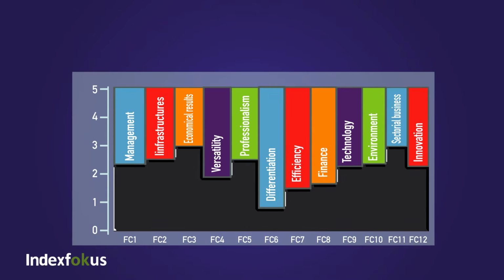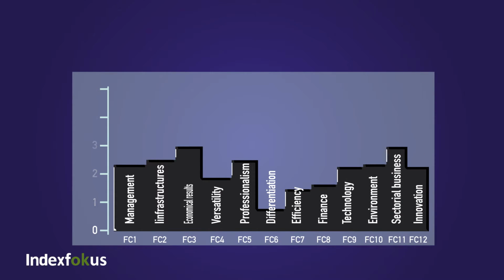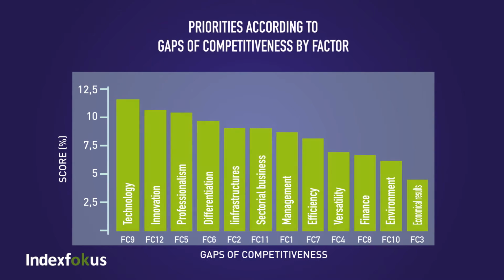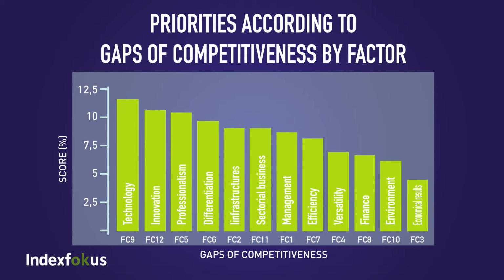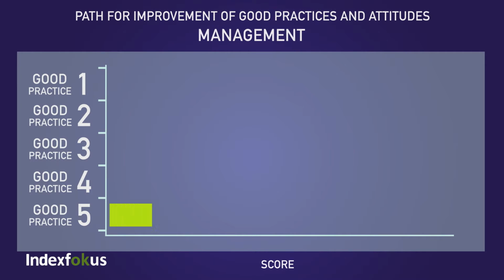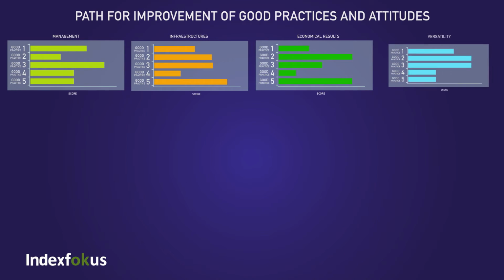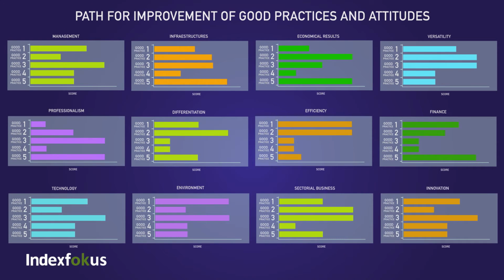Indexfokus measures the competitiveness gaps from every angle, and the priorities graph orders the factors from greatest to smallest according to the size of the gap. To close the gaps, Indexfokus presents the path that the organization must follow for each competitiveness factor to reach excellence in the good practices that were analyzed by the stakeholders.